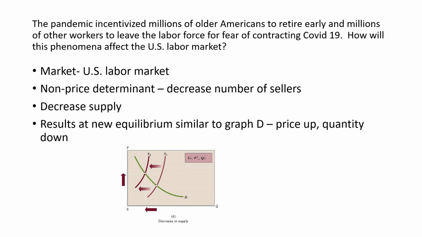So the non-price determinant is a decrease in the number of sellers. Fewer individuals are willing to sell their labor in the labor market. That will lead to a decrease in supply, similar to graph D on our 4-graph examples. Leftward shift of the supply curve. What happens at the new equilibrium because of the decrease in supply? Price up, quantity down. Now here, price is wages.